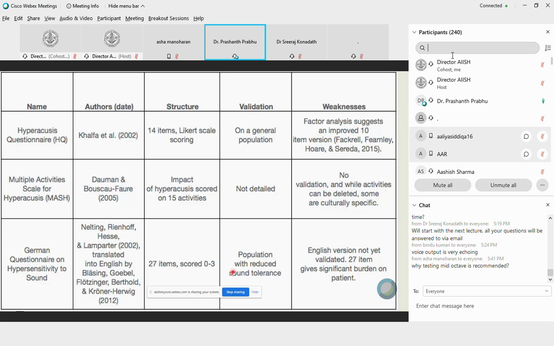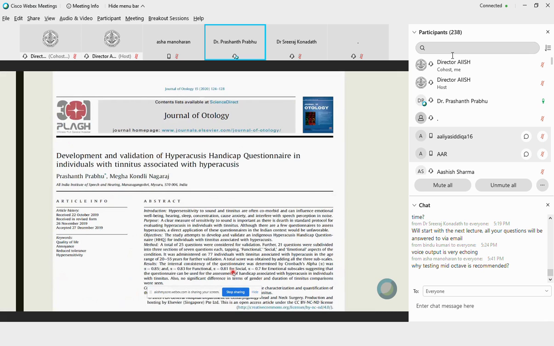So considering this, we do not have any very standardized and validated questionnaire. Especially from an Indian context, what was found is we did not have any questionnaire specifically for hyperacusis. So to overcome that, we developed a questionnaire, published recently, called the Hyperacusis Handicap Questionnaire. This was an outcome of an AIISH research project. We tried to develop it similar to the THI, that is the tinnitus handicap inventory. Similar to that, we have 25 questions on functional, social and emotional aspects. We tried to validate those with tinnitus associated with hyperacusis. So in that population, we have validated it.